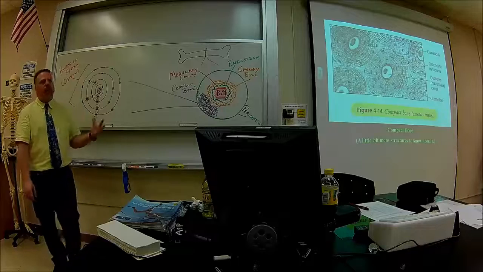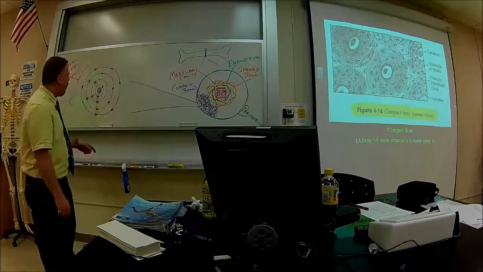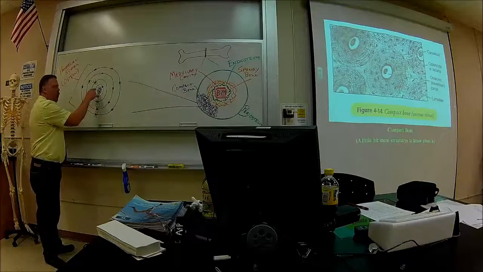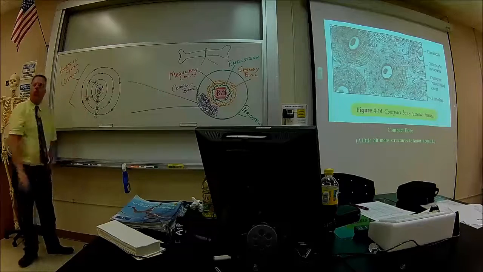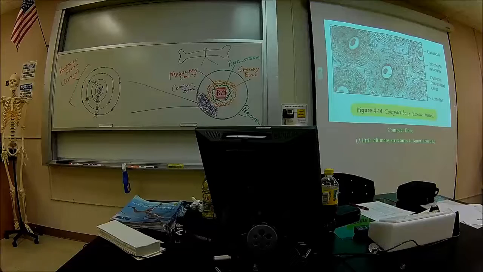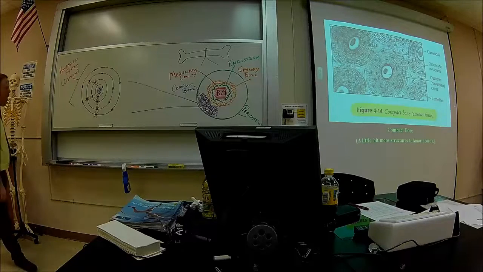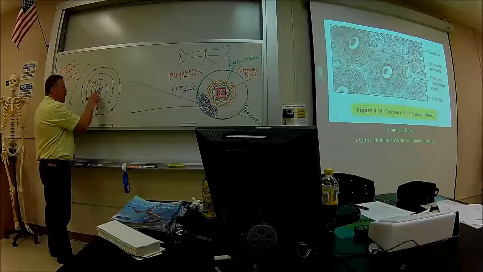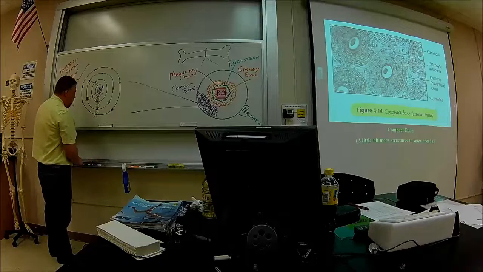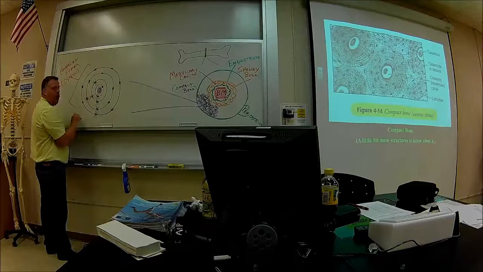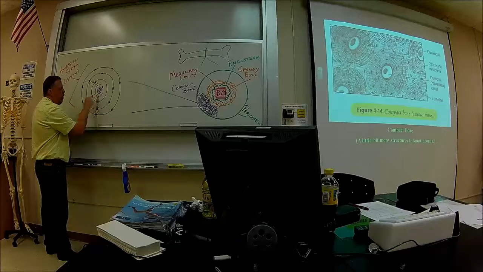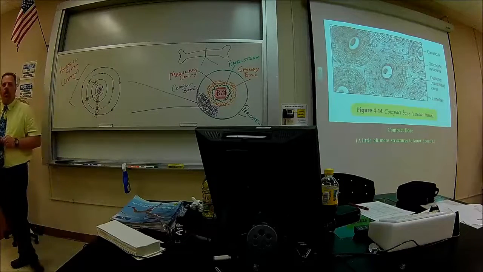Now this is what's going to happen here. Bone is highly vascular. There's a lot of blood vessels in there. But the blood vessels are in the Haversian canal. They're not here. But this needs nutrients over here. So how does it get nutrients? Well, the nutrients are going to come from the blood vessels, and they're going to go through the canaliculi into the lacuna where the osteocytes are.